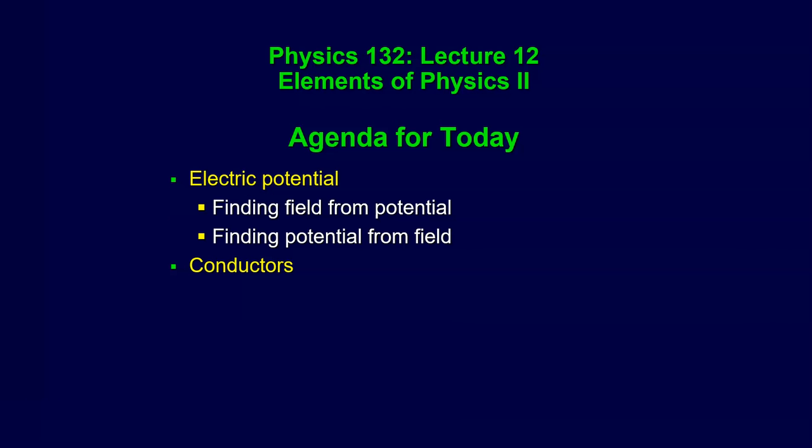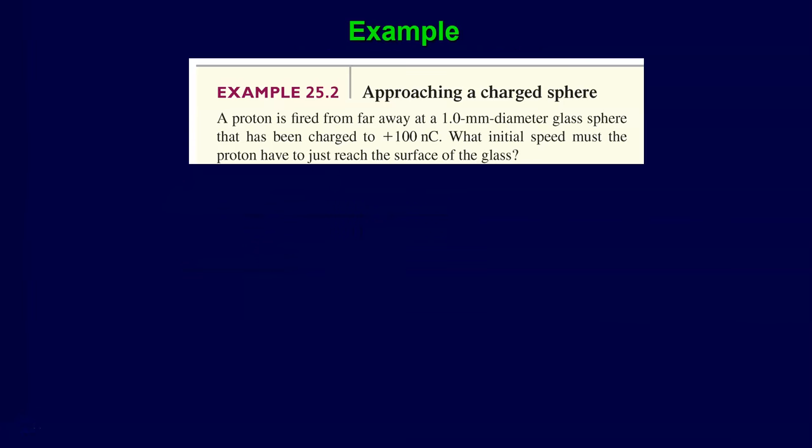We're going to finish up our discussion of the electric potential primarily by doing some examples. And so let's look at some examples where using the electric potential can be a very beneficial approach. So here's an example called approaching a charged sphere.